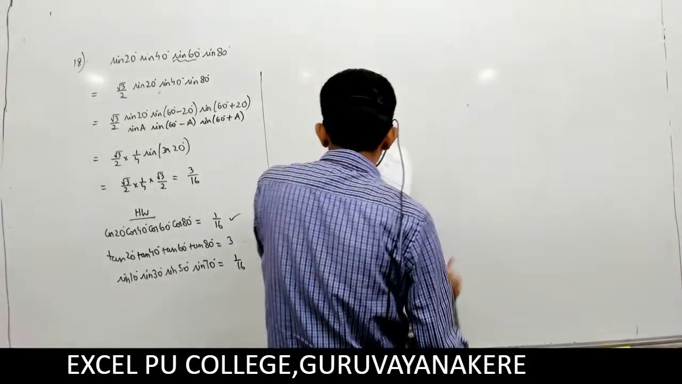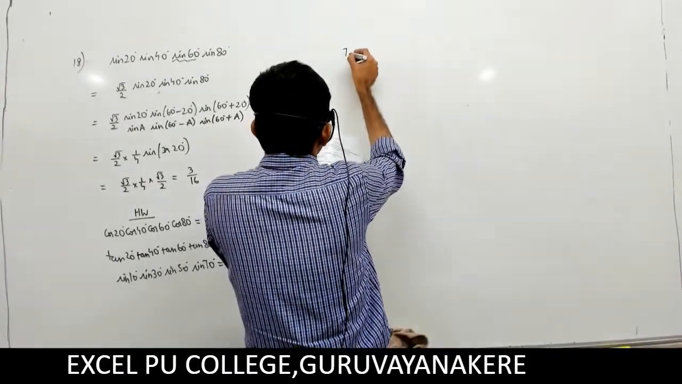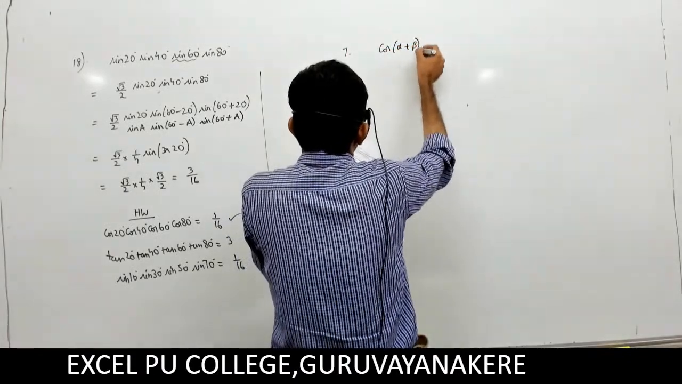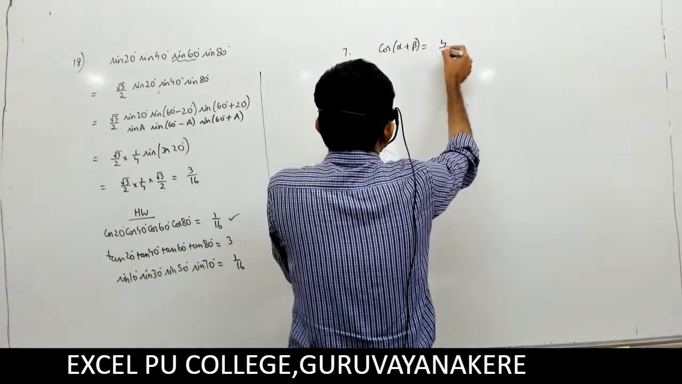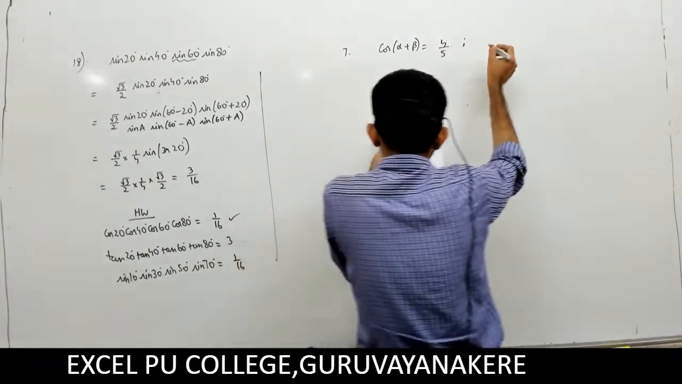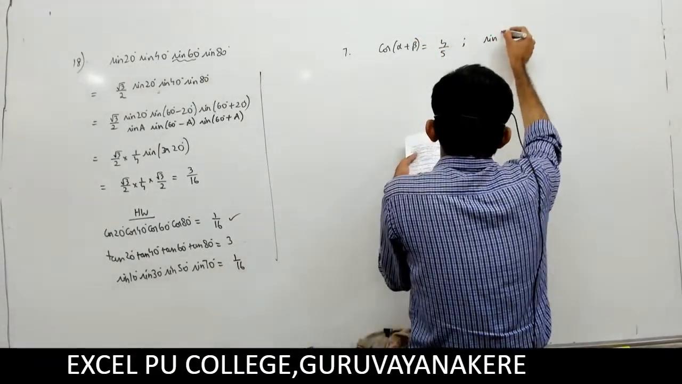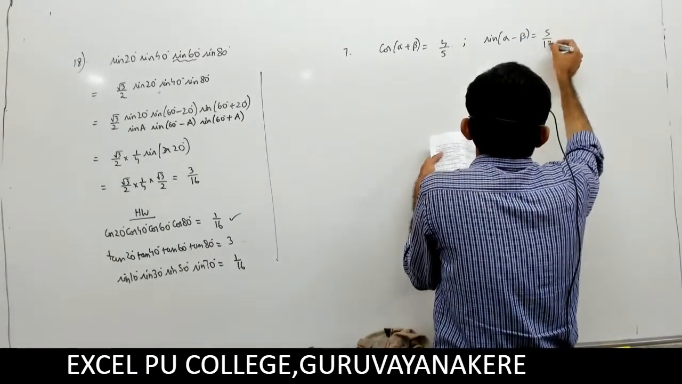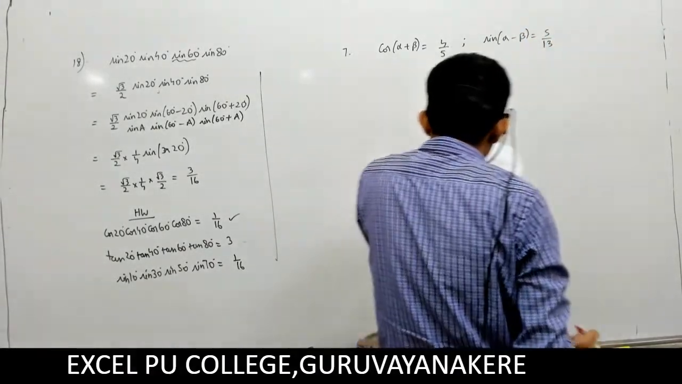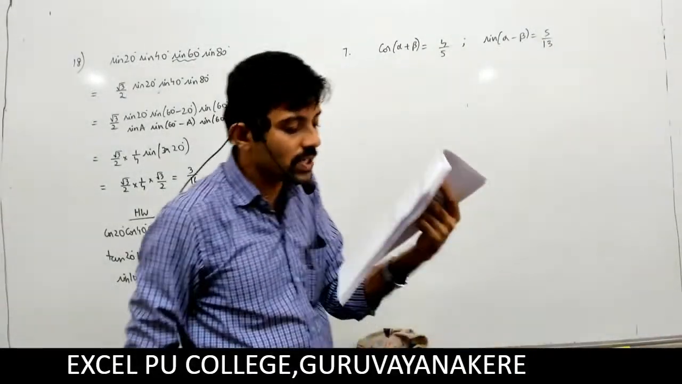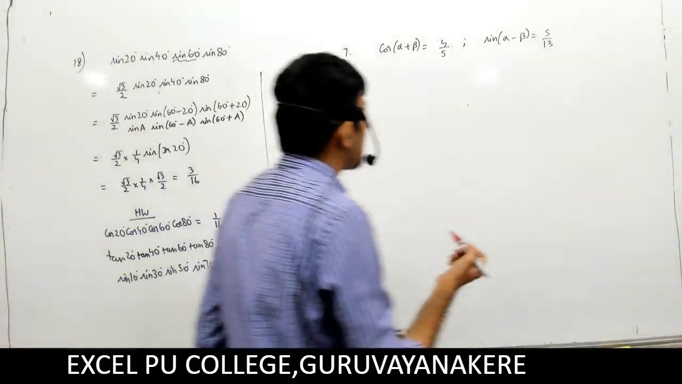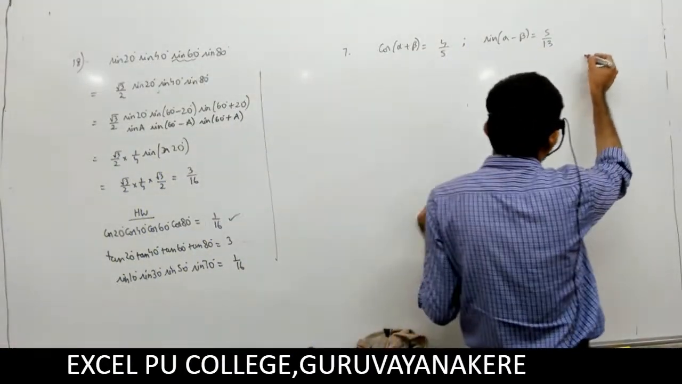Come back to question number 7. Cos of alpha plus beta is 4 by 5. Sin of alpha minus beta is equal to 5 by 13. Okay. Where alpha and beta lie between 0 and pi by 4. You have to find the value of tan 2 alpha. They ask to find the value of tan 2 alpha.